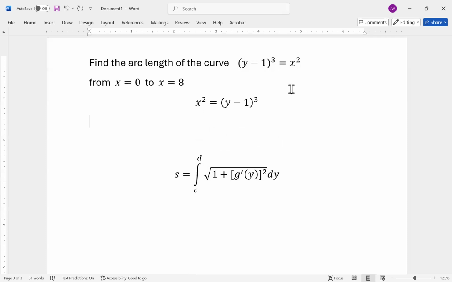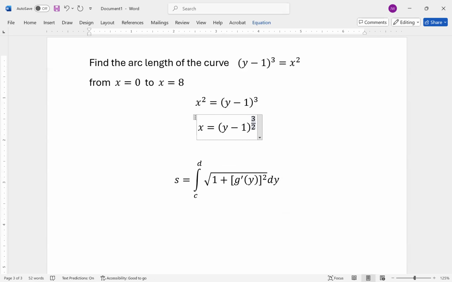Because I'm dealing with positive x values, the x values are going from 0 to 8. When I take a square root, I'm okay to take a positive square root. And a positive square root is the same thing as a 1/2 power. So I am going to call this the quantity y minus 1 raised to the 3 to the 1/2 power, which is 3/2 as the exponent.